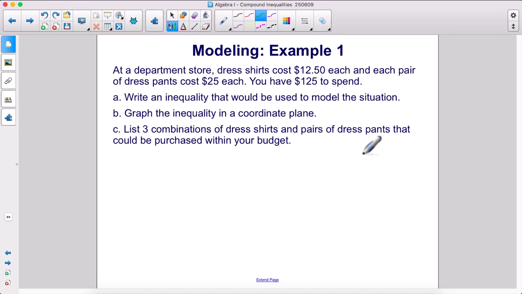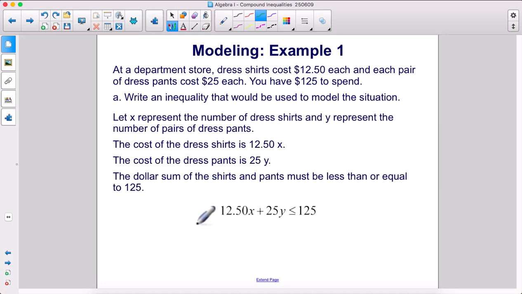At a department store, dress shirts cost $12.50 each, and each pair of dress pants costs $25. You have $125 to spend. Write an inequality that would be used to model the situation, graph the inequality in a coordinate plane, and list 3 combinations of dress shirts and pairs of dress pants that could be purchased within your budget.